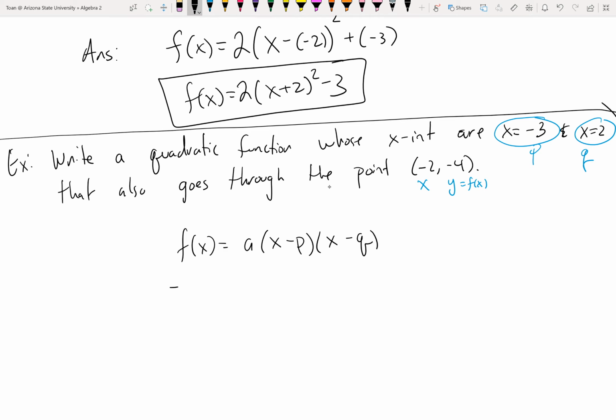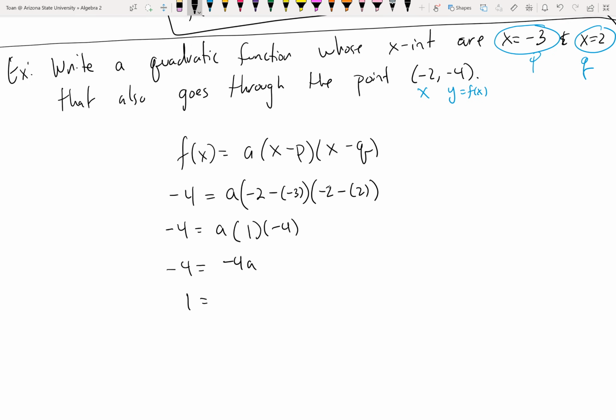So look at these pieces here. F of x is -4 equals a is just a letter. They didn't give it to us. X is -2 minus your p value is -3. X is -2 minus your q value is 2. And then you just do math. So -4 equals a, -2 minus a -3 is a +1, -2 minus 2 is a -4. So you get -4 equals -4a. Divide both sides by -4. You get a equals 1.